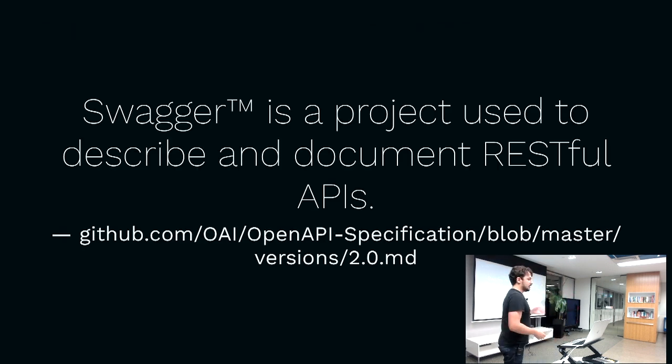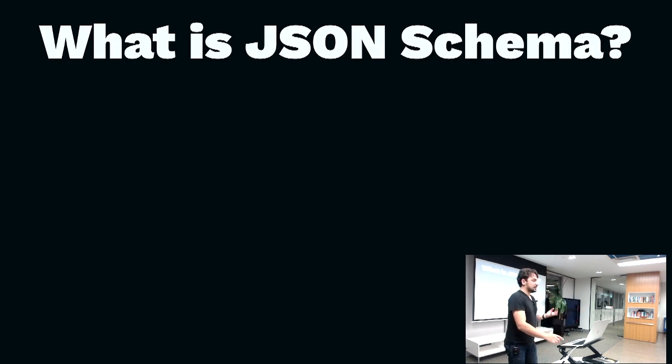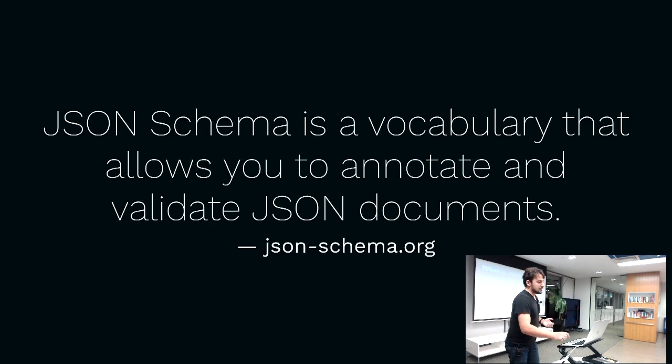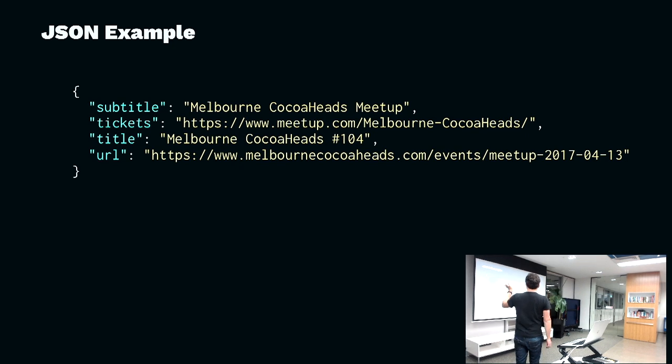So Swagger is a project used to describe and document RESTful APIs. Its purpose is to basically create that documentation that people can read. And it's a specification that is based on this thing called JSON schema. If you've heard of Swagger, you've probably heard of JSON schema as well. Yep, a few people have. So JSON schema is the underlying thing, and it's a vocabulary that allows you to annotate and validate JSON documents. JSON has a very simple format, and you receive a response that's maybe this: you get a JSON object with subtitle, tickets, title, URL.